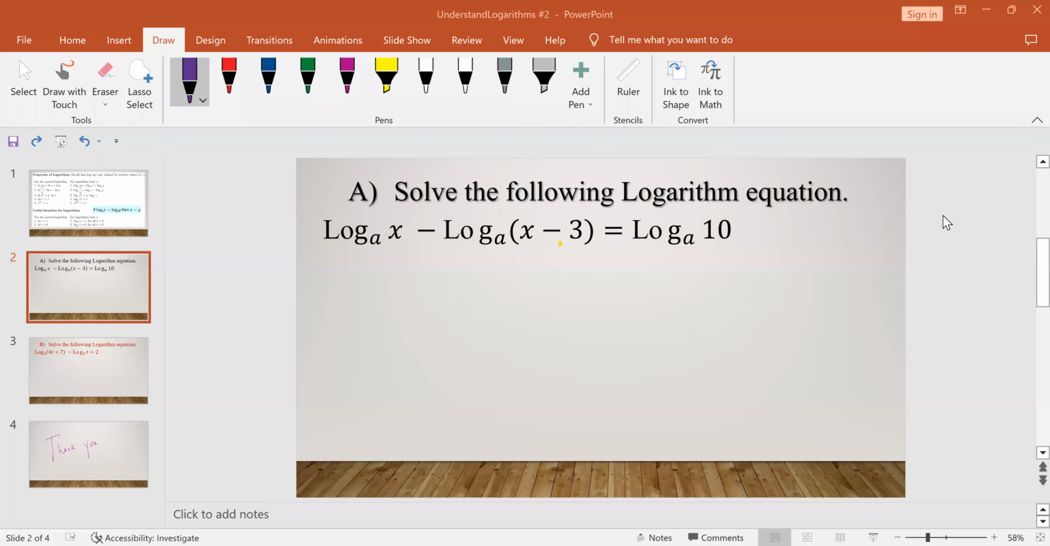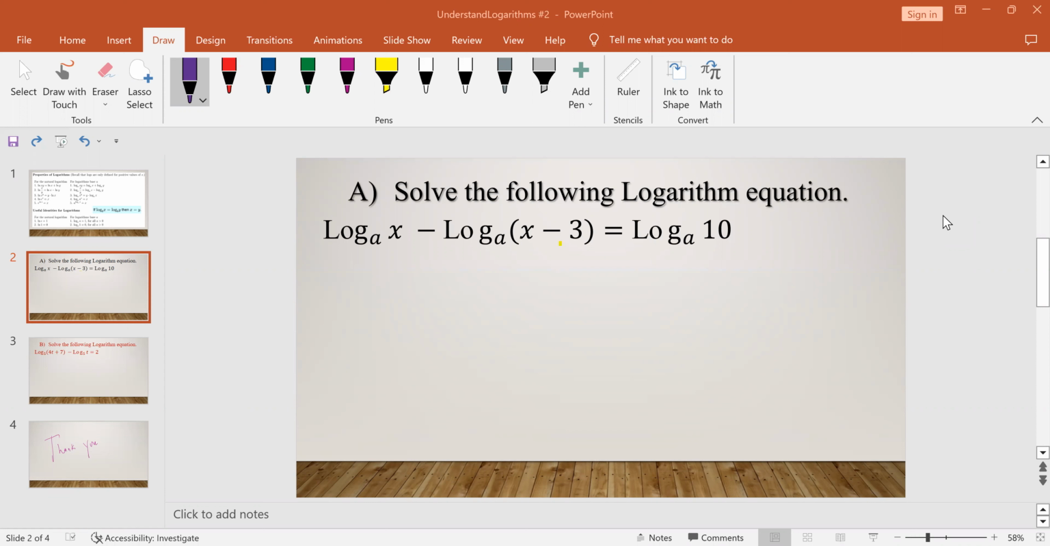Solve the following logarithm equation. Log of x with base a minus log of x minus 3 with base a is equal to log of 10 with base a. Welcome to this video where we'll solve again another logarithm equation.